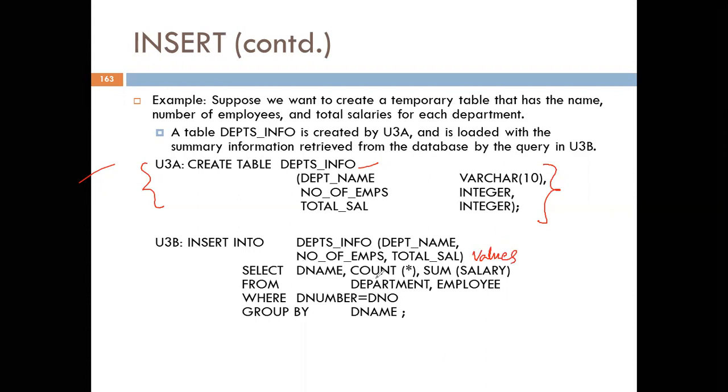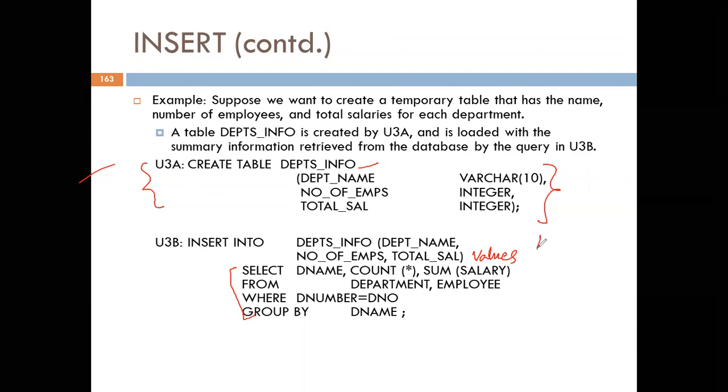Select department name, count of star will give the number of employees, then sum of salary will give the total salary of all the employees of that particular department, from department table and employee, and we will group it based on the department number. This is the condition. So this query we have already discussed. This particular query will return three values, that is the name of the department, number of employees and sum of the salaries. So this will be inserted into this department info table.